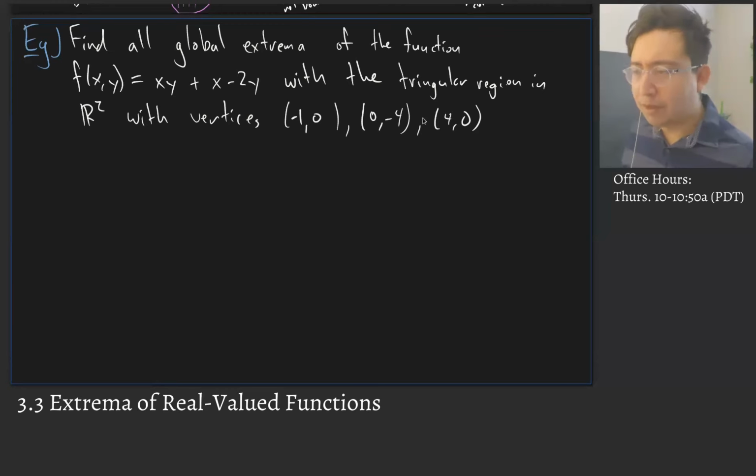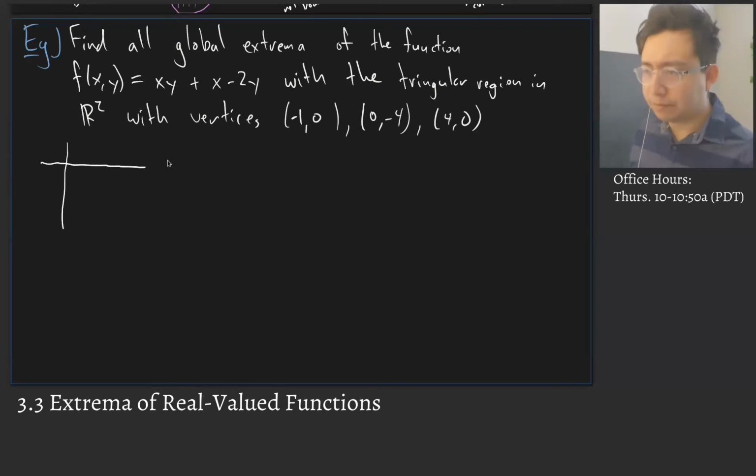I'm going to draw the region first. The domain of this function that we're going to restrict to, we're going to have a coordinate plane, something like this, XY plane. And then we have this first point, -1, 0. Okay. 0, -4. Okay. And then we have 4, 0.